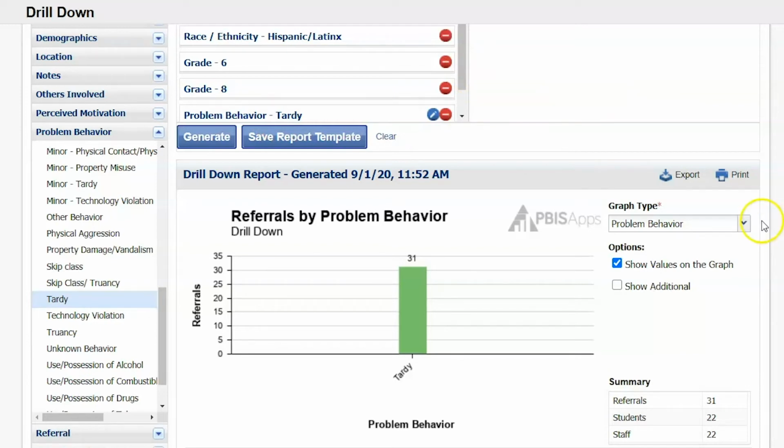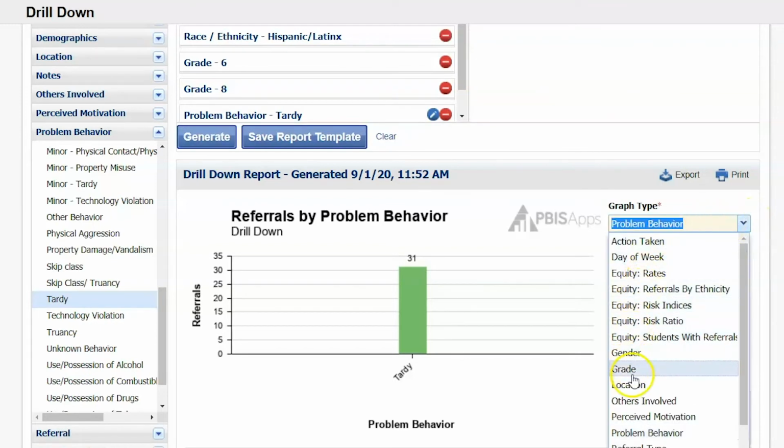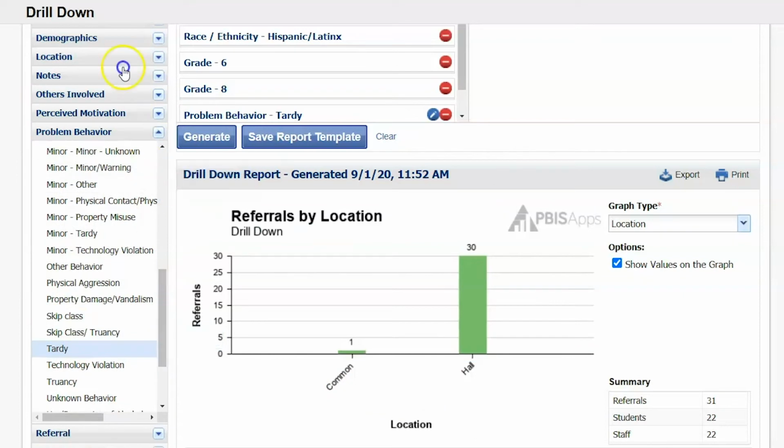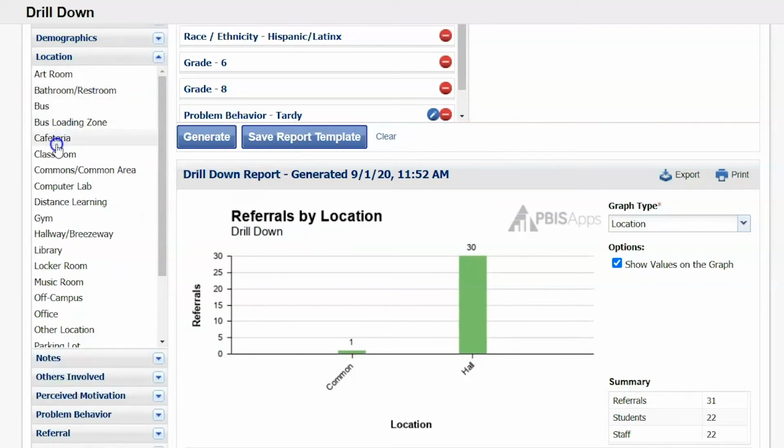I'll change the graph type back to location to understand more about where this problem behavior happens. It looks like we have 22 students who are hanging out in the hall in the common areas when they need to be in class. I can add hall and common area to my data set by going back to the report filters, opening the location folder, and double-clicking on those two locations. I now know the who, our 6th and 8th graders who identify as Hispanic Latinx, the what, tardy, and the where, hallway and the common areas.